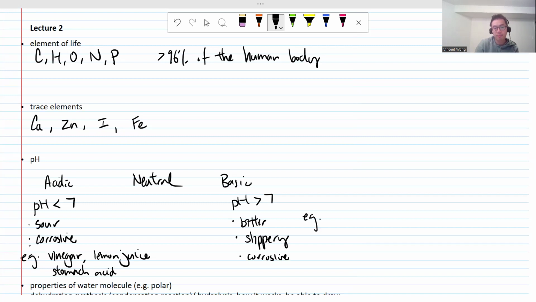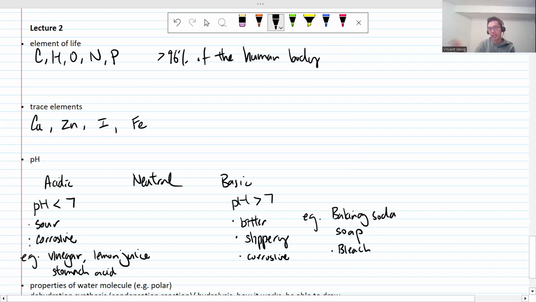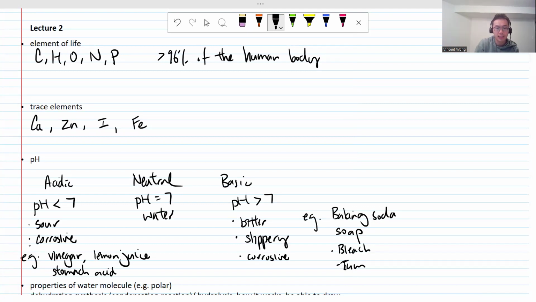Examples of base would be things like baking soda, soap, right? Bleach, all these things are basic. Cleaning products are basic. Tums, right? If you have heartburn, then you need to take some Tums and they neutralize each other, right? Neutral would be when pH is 7, and that is like pure water. Okay.